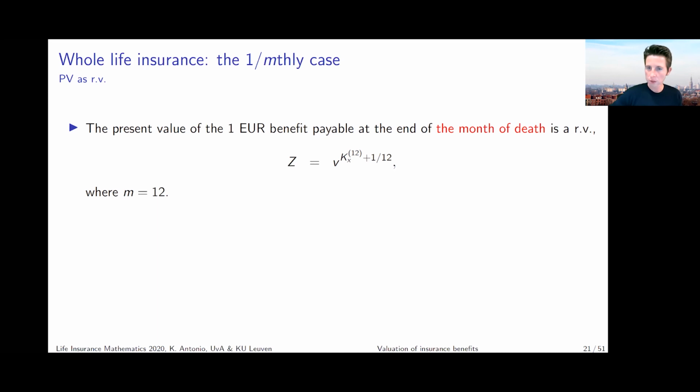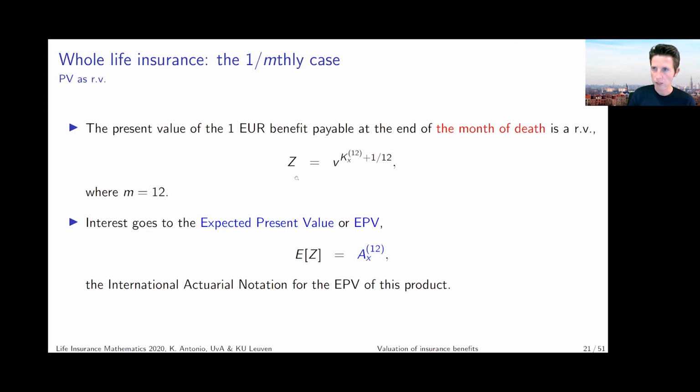So putting it all together, if I look at the present value of a €1 benefit payable at the end of the month of death, then that random variable can be expressed like this. So we have v to the power K_x^(12) plus 1 over 12, right? If m is 12. And if I calculate the expected value of Z, then I'll get the actuarial value, or the expected present value, of a whole life insurance product with a benefit of €1 that pays out at the end of the month of death, right? And I've got a new, or slightly new, notation for that. I've got the 12 between brackets as a superscript at the right-hand side of my symbol.